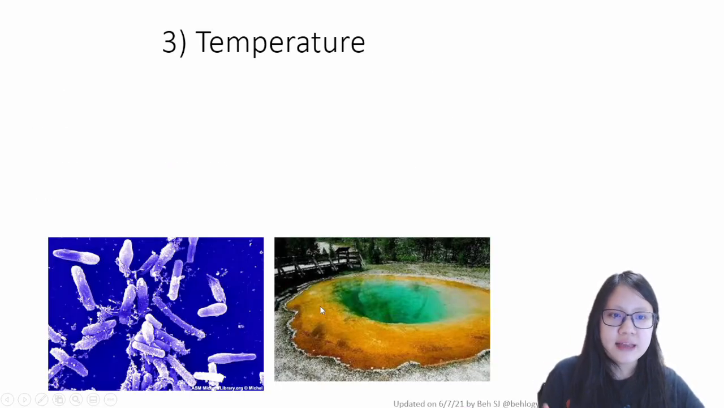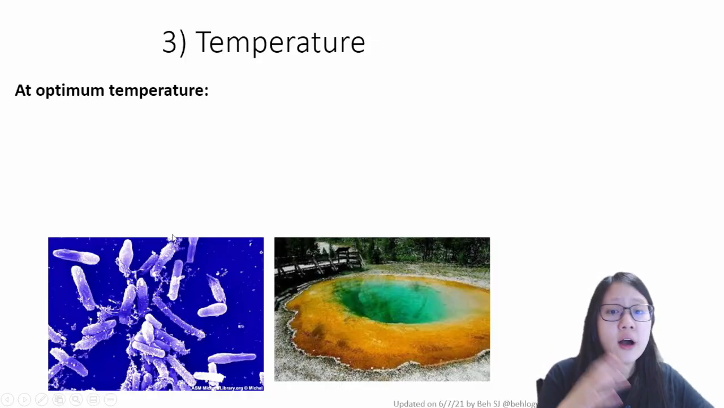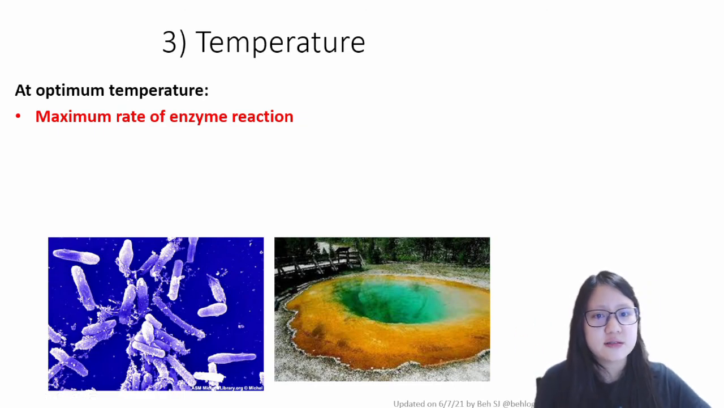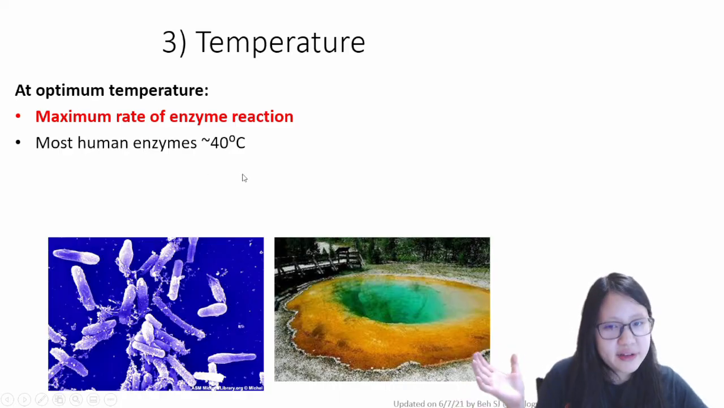Now, let's talk a bit about optimum temperature before moving on. Optimum temperature is the maximum rate of enzyme reaction. It's like the ideal temperature where the enzyme is comfortable and functioning best.